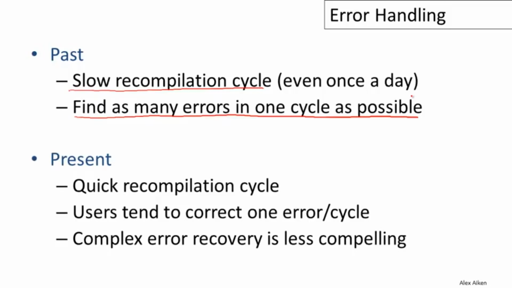Now, today we're in a completely different situation. We have a very fast, almost interactive recompilation cycle for many projects, and as a result, users generally aren't interested in finding many errors. They tend to correct only one error per cycle. Compilers still report many errors. They'll give you lots and lots of errors, but my observation, certainly my habit personally, and what I see many other people do, is to only fix the first one because it's the most reliable and the one that definitely needs to be fixed before you can try to compile again. If the compilation is fast enough, that's probably the most productive thing to do. And as a result, complex error recovery today is just less compelling than it was a few decades ago.